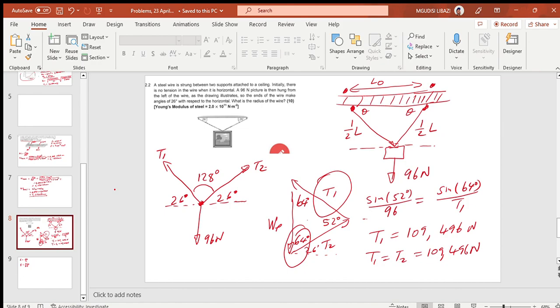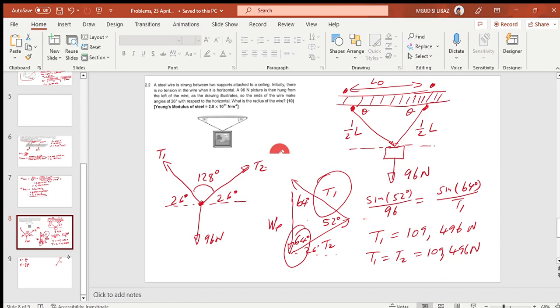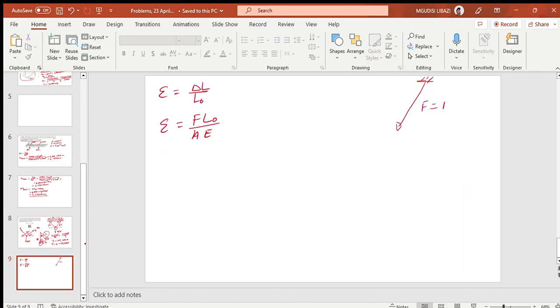That means in one of the springs, we can say this one for example, experiences a certain force, and that force we have calculated, which is 109.496 newtons. So we know the force that is being applied on T1, on the first tension. So we do know that, and then what about the initial length? We do not know the initial length. That's what we don't know.